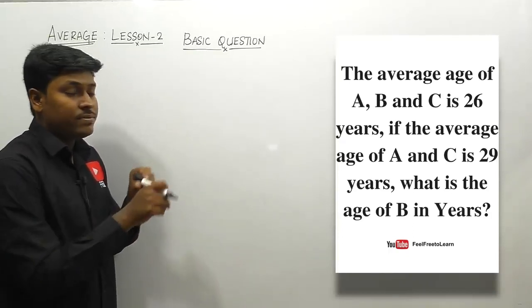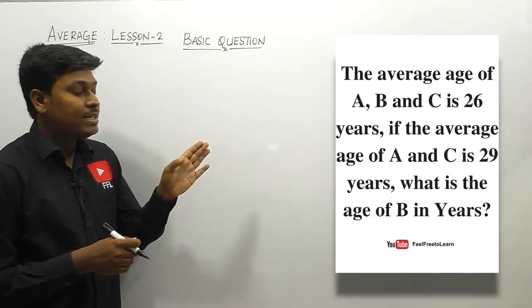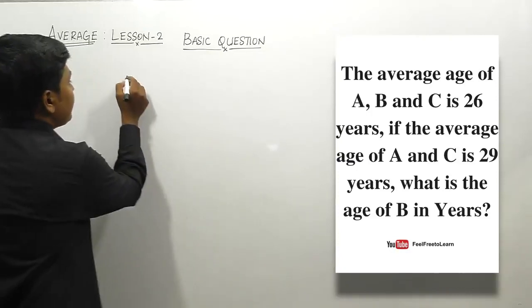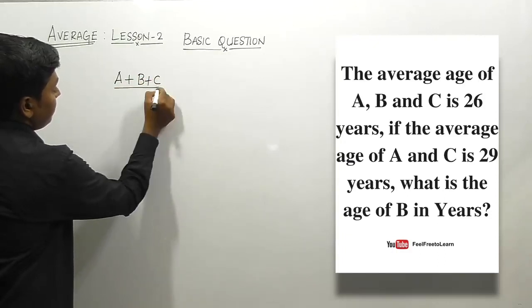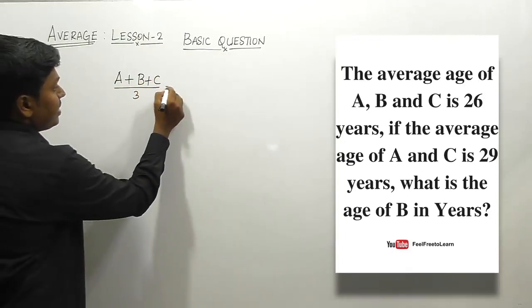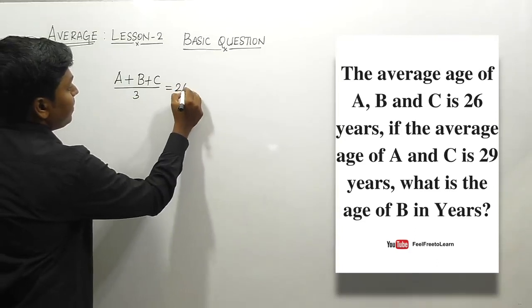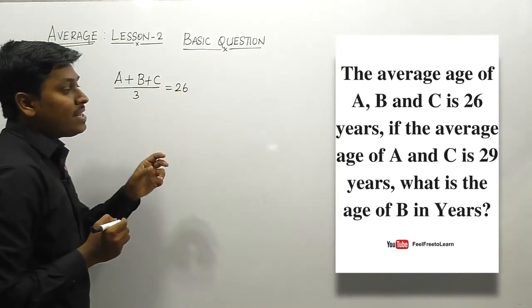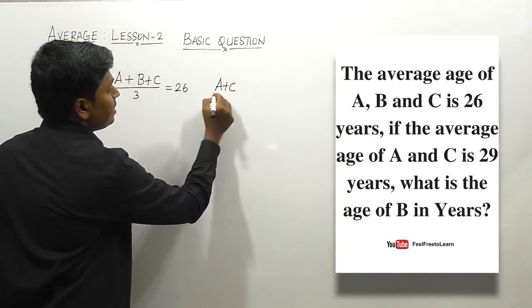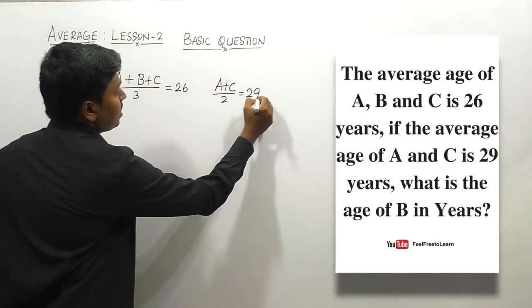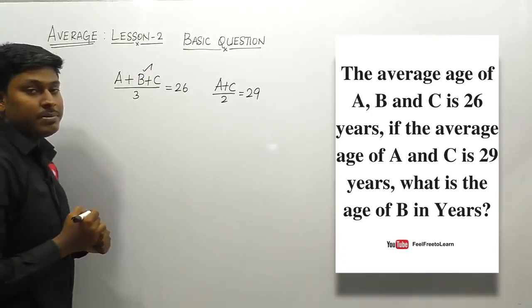Friends, listen here. First of all, they have given that the average age of the first 3 persons is 26 years, right? So we can say the average age of 3 persons, A plus B plus C divided by 3, because they have given an average age, right? So the 3 person average will be 26 years, and the average age of A and C, 2 persons, will be 29 years. Our target is to find the age of the person B.